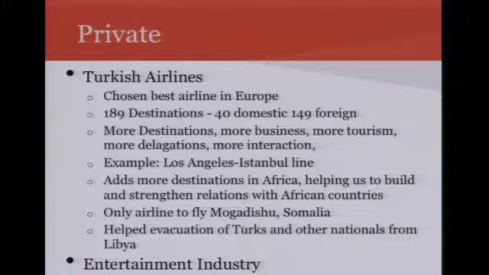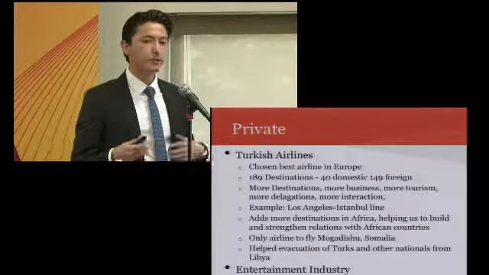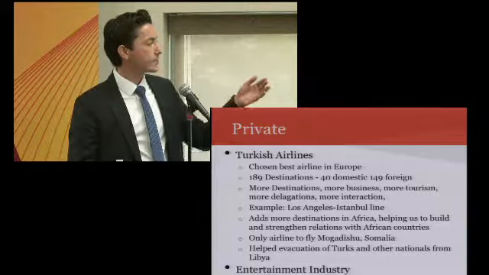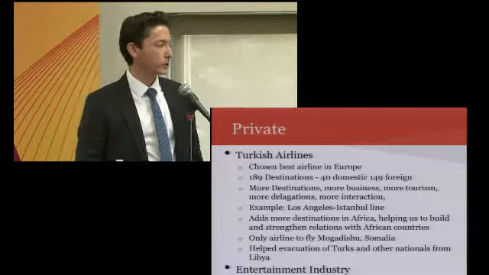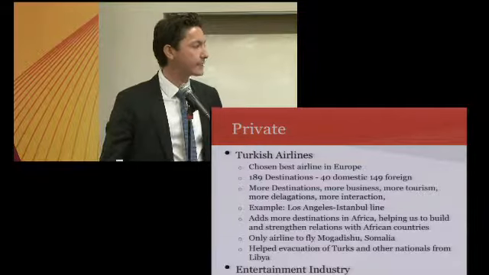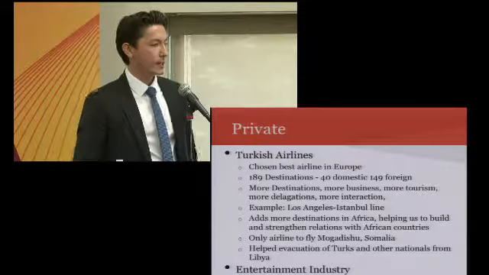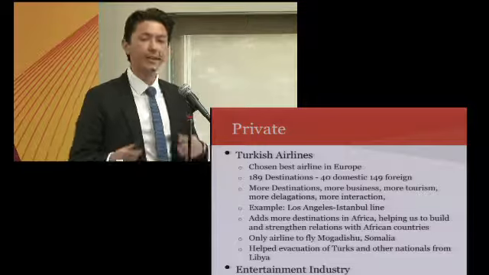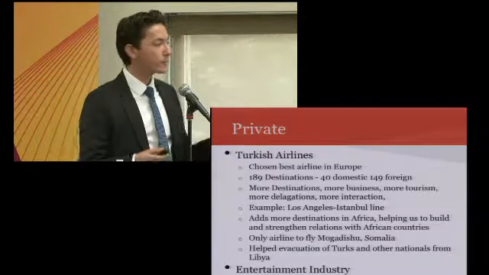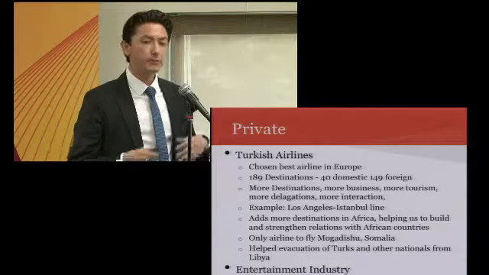And Turkish Airlines, you might ask why an airline plays an important role for public diplomacy. Well, we, as the foreign ministry, actually have a very good relationship with Turkish Airlines. It's one of the best airlines in the world, chosen best airline in Europe in 2012 and 2010 as well, I believe. It flies to 189 destinations, 40 domestic and 149 foreign destinations, which makes Turkey quite accessible to foreigners. And for Turks to travel all around the world as well.